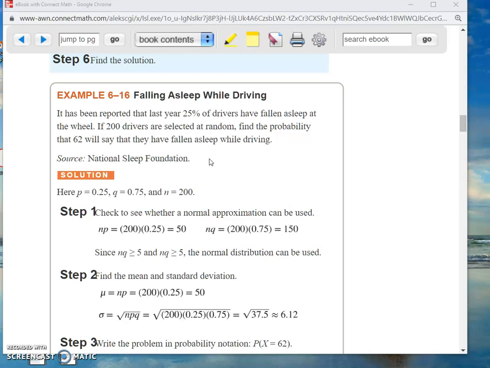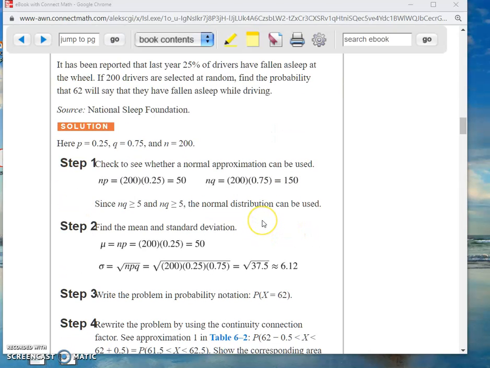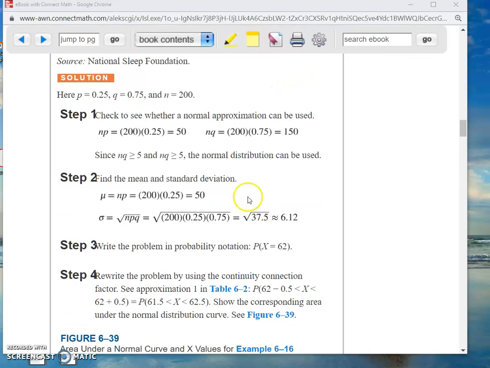So p is 0.25, q is 0.75, n is 200. Check to see if a normal distribution can be used. Obviously it can, because 200 times 0.25 is 50, 200 times 0.75 is 150, that's more than 5, therefore we're good to go. Now the mean and the standard deviation are perfectly easy to find. Mu is np, sigma is the square root of npq. Verify the math there. The mean, the expected value, is 50. One standard deviation is 6.12.